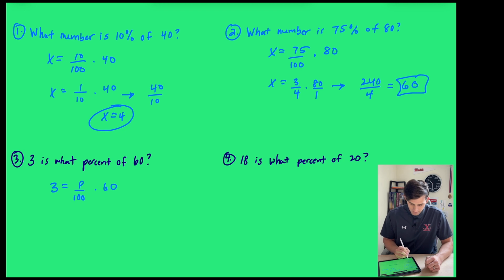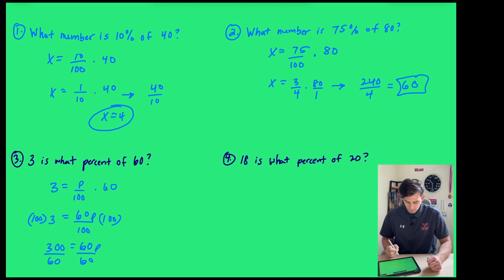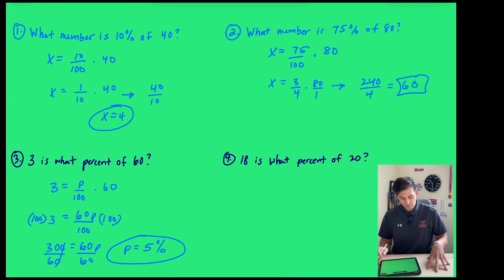So now here, let's multiply straight across. So we're going to get 3 is equal to 60p over 100. Now what if we multiplied both sides by 100? So now this is going to give me 300 is equal to 60p. And now we can divide both sides by 60. Now, when we look at this, we notice that we have a couple zeros we could cross off. So this would be the same as 30 divided by 6, and we're going to say p is equal to 5. So we'll put a little percent by this because this would be 5%. So 3 is 5% of 60.